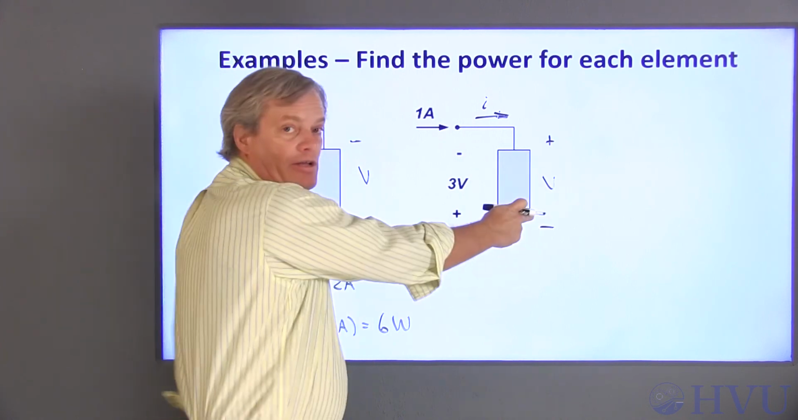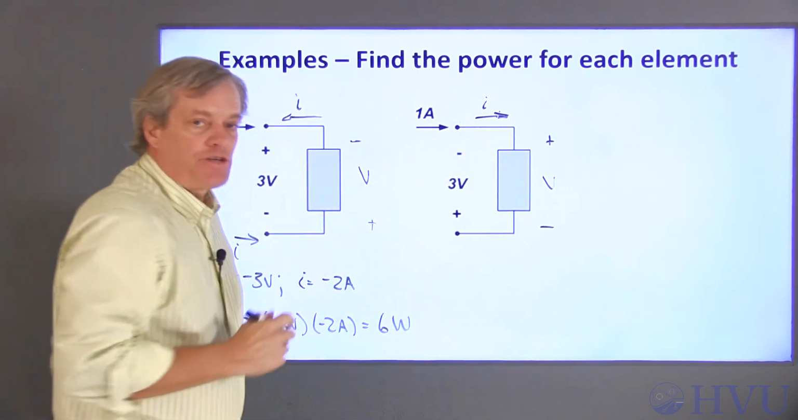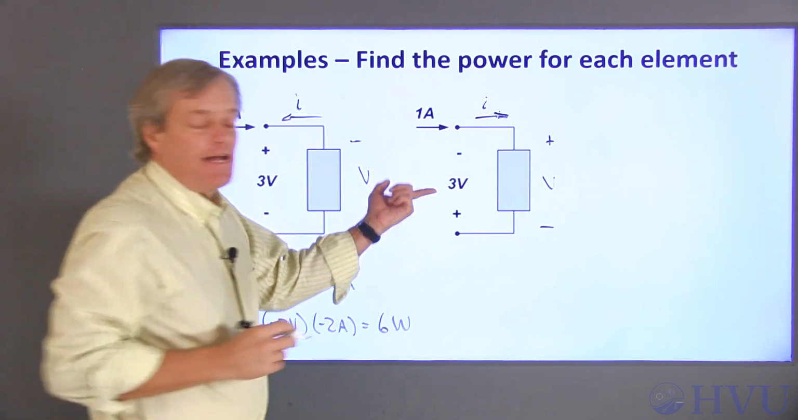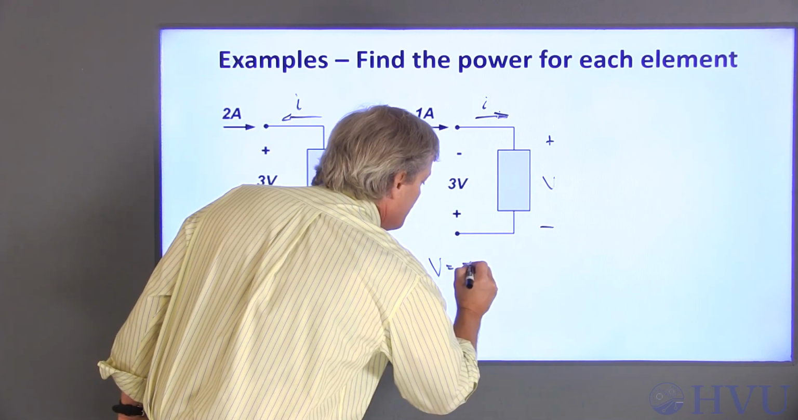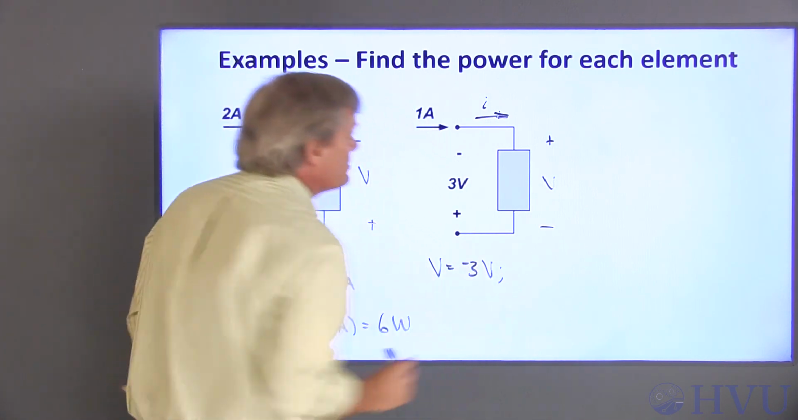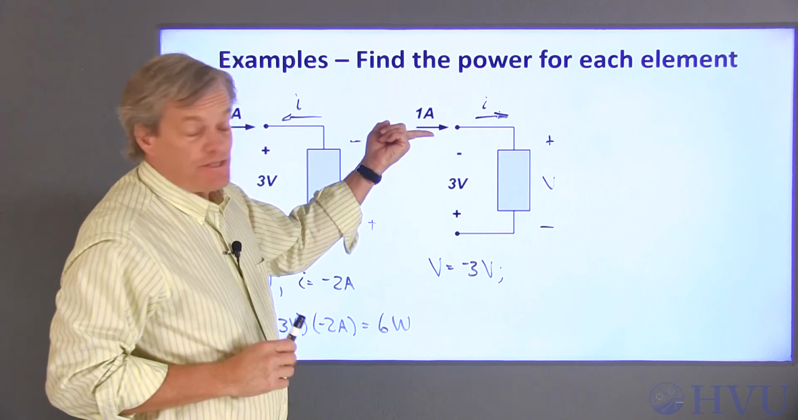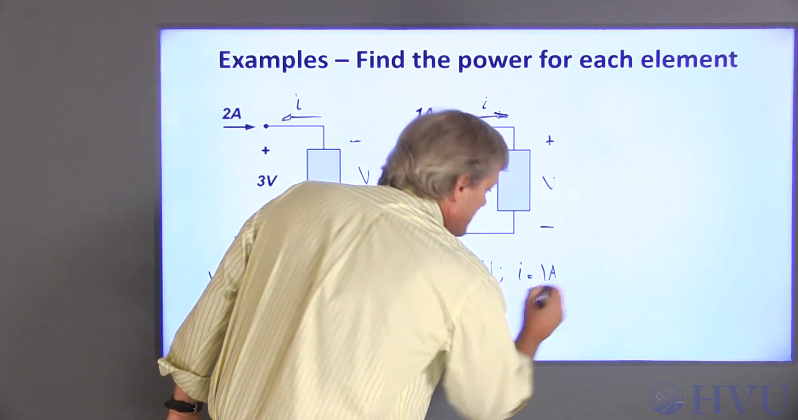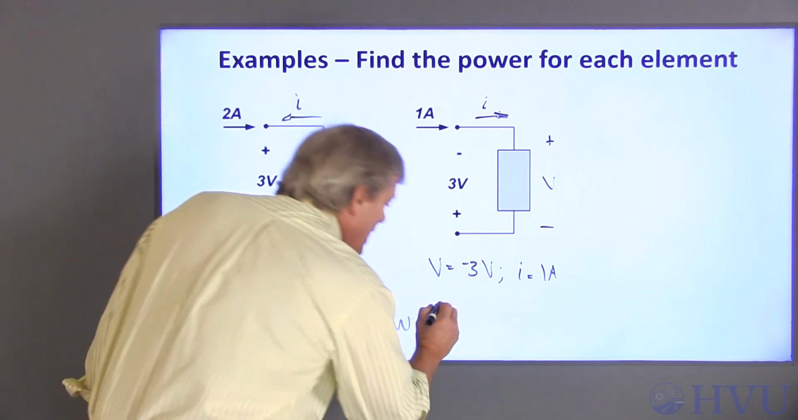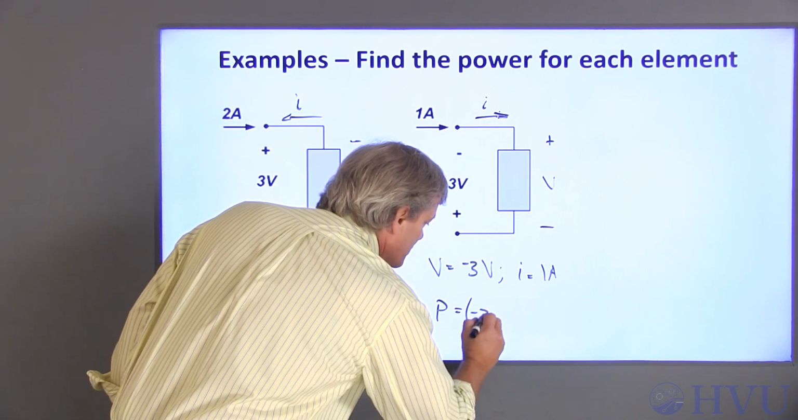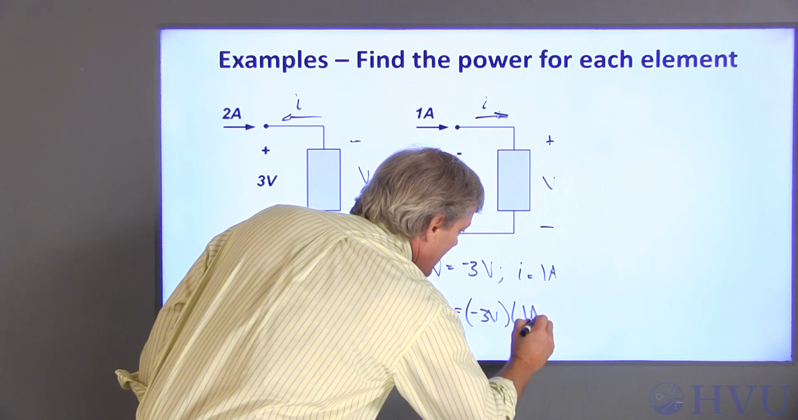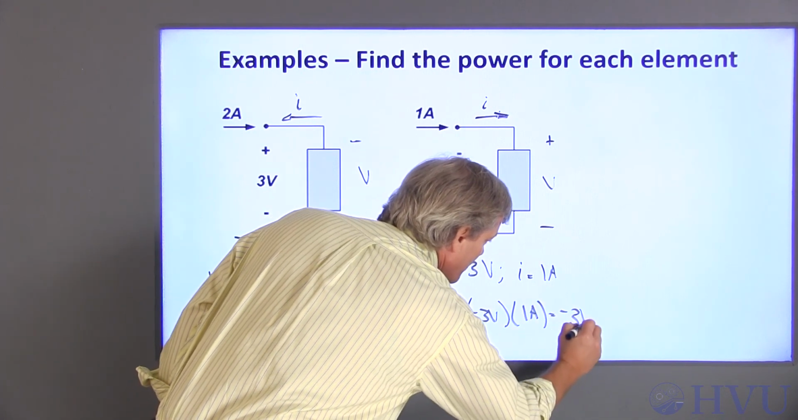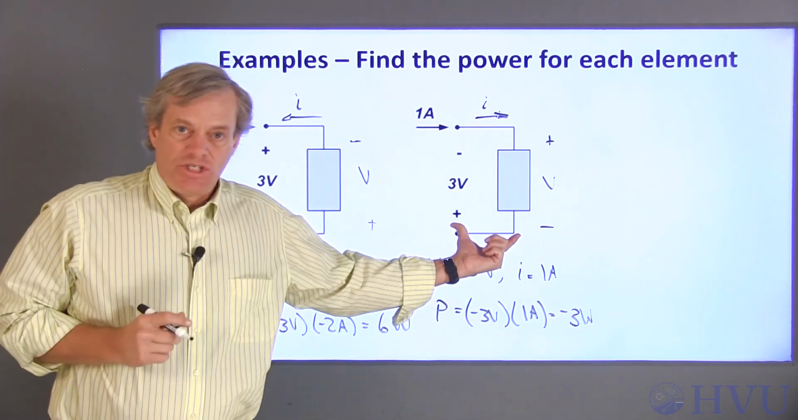This assumed polarity on voltage is the opposite of the actual polarity, so I have to change signs on the voltage value. So V is equal to negative 3 volts. My assumed current direction is the same as the actual direction, so I does not need to change sign. It's positive 1 amp, and power is equal to negative 3 volts times 1 amp, or negative 3 watts. This element is generating power.